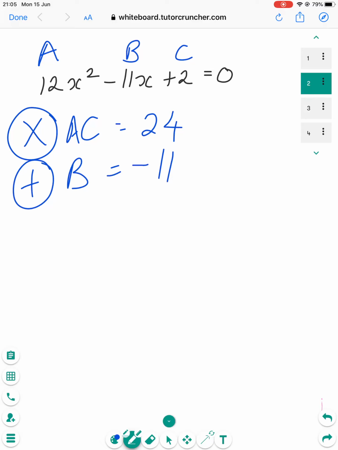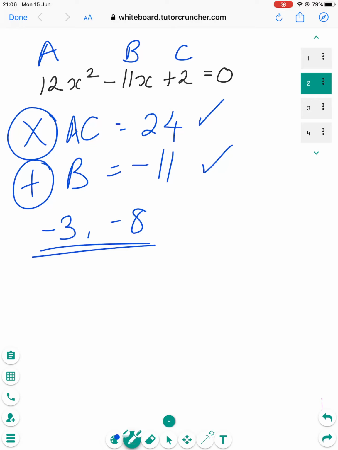So we're thinking about numbers, and I'm thinking maybe 8 and 3. 8 and 3, they sound like they would work. So let's have a look. Maybe minus 3 and minus 8. So minus 3 plus minus 8 does indeed equal minus 11. And minus 3 times minus 8 does equal 24. So we've got our pair.